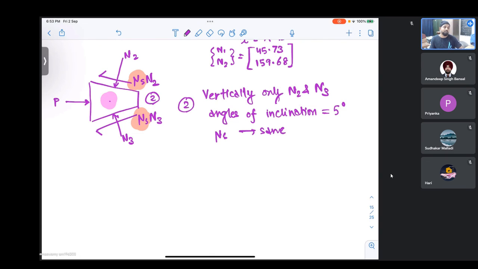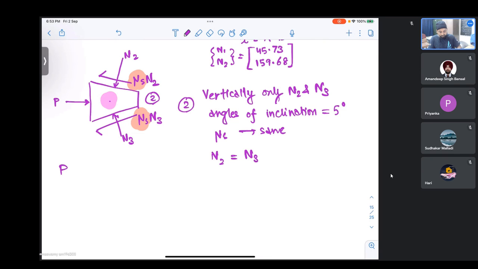So quickly we can conclude that N2 is nothing but equal to N3 from vertical equilibrium, because of the symmetry of the problem. The angle being same, mu s is same, and there are no other forces in the vertical direction. So we can directly conclude that N2 is equal to N3. This will simplify our work when we write it for the horizontal equilibrium.